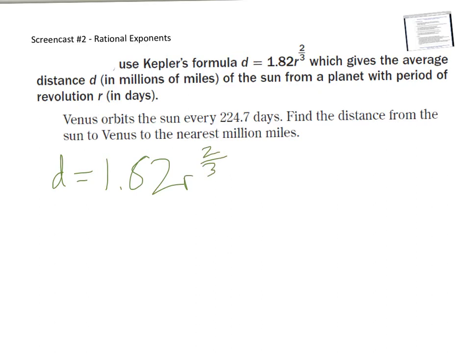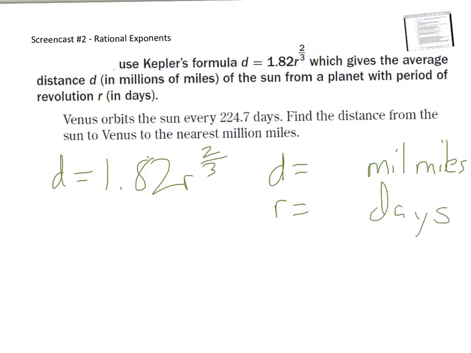As you can see right here, we have two variables, the first one being d and the second one being r. All right, now what is d? Well, d is a distance in millions of miles. So we'll put that down there, million miles. And r, of course, is in days according to this formula as we see right here. Days and millions of miles. So d is a distance and r is a period of time in days. That's going to become very important when I present to you your problem.